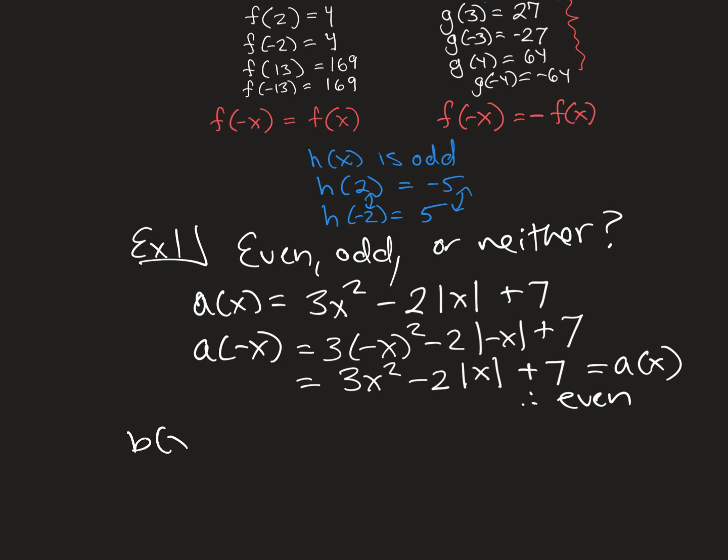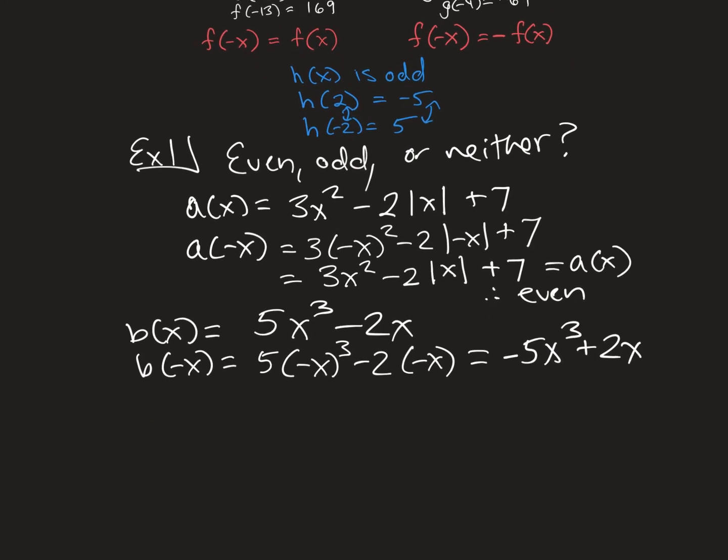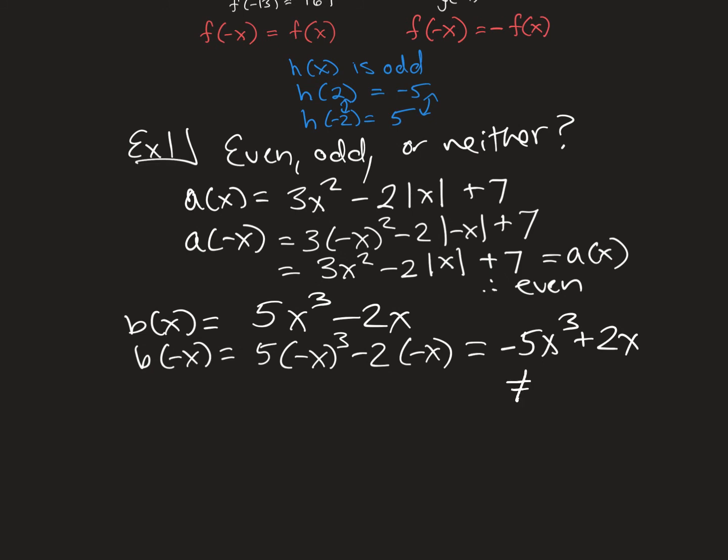Let's do b of x. b of x equals, what if I gave you 5x to the third minus 2x? Again, start the same way. Plug in negative x, and I get 5 times negative x cubed minus 2 times negative x. All right, so negative raised to an odd power will indeed result in negative. So negative 5x cubed, and then negative x, I'm going to put that in front, so combine it to be plus 2x. All right, clearly looking at this, this does not equal the original. However, so it's not even.